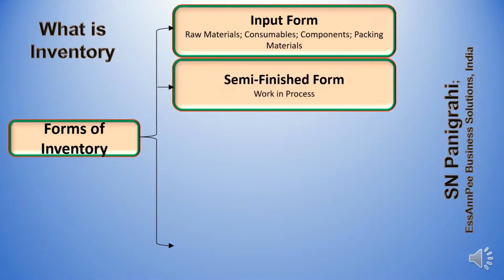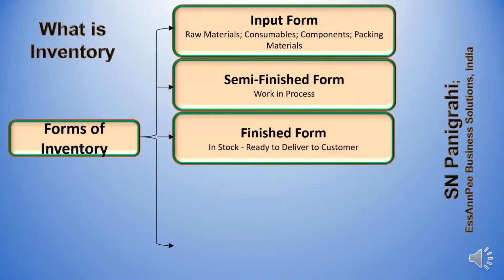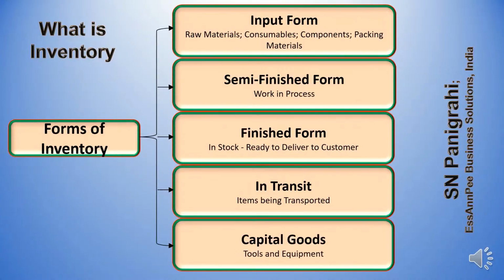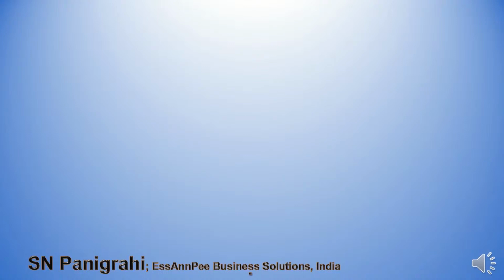Semi-finished form. Work in process. Finished form. In stock, ready to deliver to customer. In transit. Items being transported. Capital goods. Machinery and equipment, tools. Why do we hold inventory?